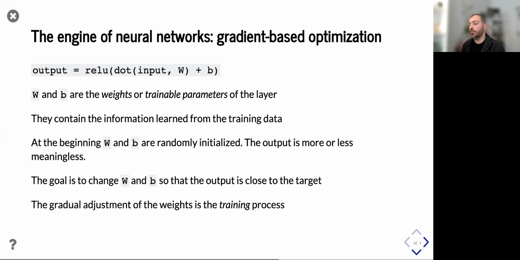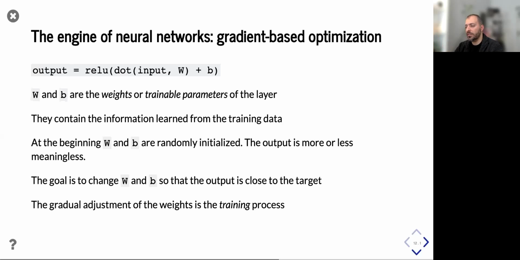Now, this W and B contain the information learned from the training data. So what we try to do is change W and B to make some sense. At the beginning, as I mentioned before, W and B are randomly initialized, which means that this output that you see here is more or less meaningless. It's just random numbers. So the goal is to change this W and this B so that when we pass a specific input, we get the target output, or as close as it can be. And this is a training process. So this gradual adjustment of these weights is what we call the training process.